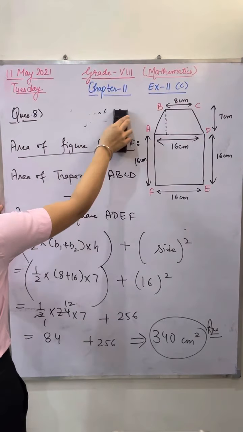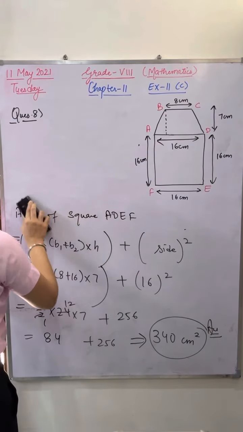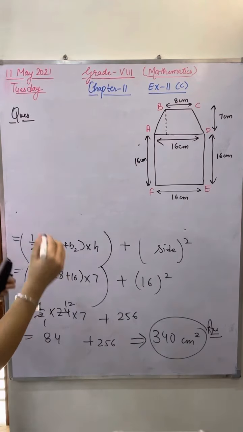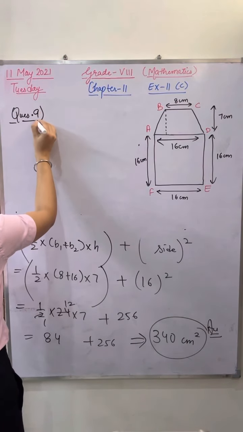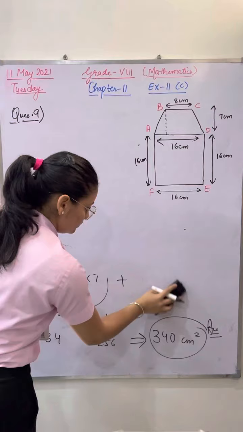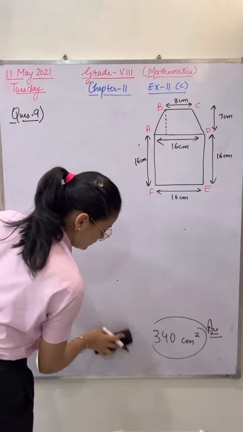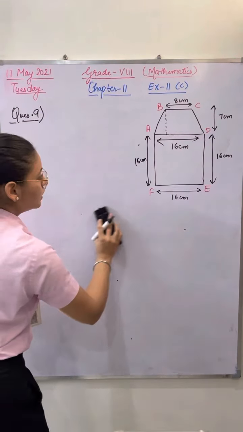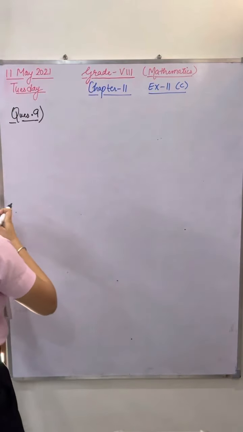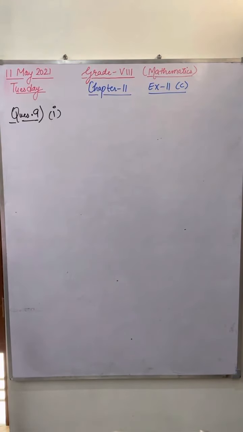Okay, let's start with the next question. Just see to it. In your book, in the 9th question, 4 parts are given. Just see the figure of the first part. In how many shapes can we split the figure? Question 9, first part. How can we take out the solution of this question?